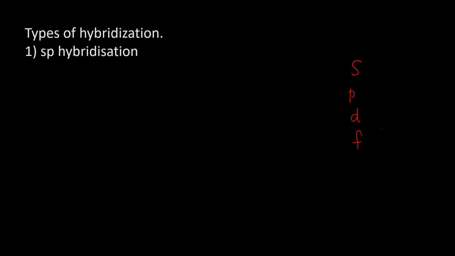Types of hybridization is a vast topic. It will be very difficult to understand it if we discuss all these types together. So in this video, we will restrict our discussion to one type of hybridization called sp hybridization. As I told earlier, the type of hybridization depends upon the orbitals that are taking part in hybridization. So sp hybridization is a hybridization where the s orbital hybridizes with p orbital.